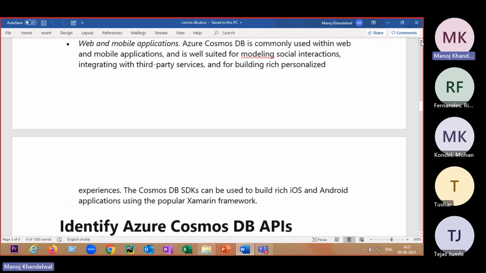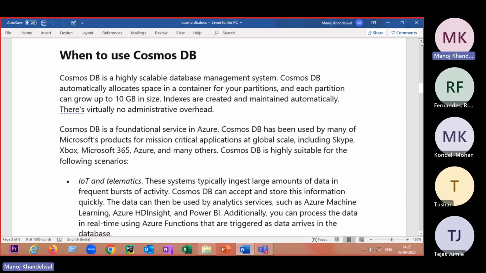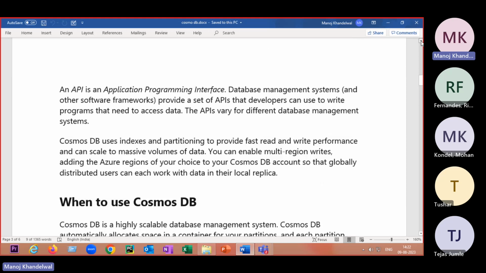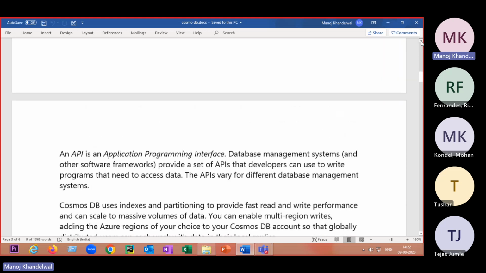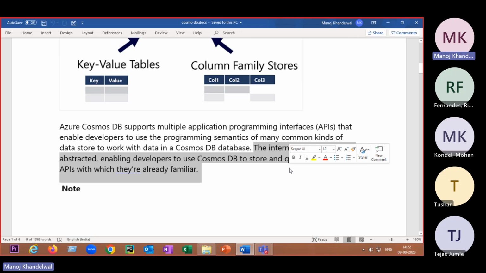So that if you are familiar with some kind of interfaces like SQL, you can use a similar thing to query the NoSQL database as well. That's why it says the internal data structure is abstracted, enabling developers to use Cosmos DB to store and query data using APIs with which they are familiar.